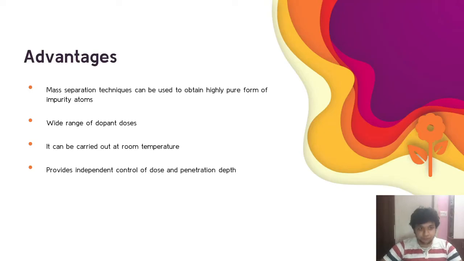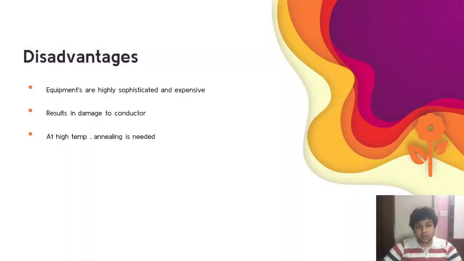our usage. The disadvantages of this process are that the equipment used in this process is highly sophisticated and expensive, so it is not easily accessible, and it results in damage to the conductor. So often we have to replace the conductor, and as I told earlier, this is going to be an expensive process again. And since this process is carried out at very low temperature, when we carry out this process at very high temperature, the process of annealing needs to be done.